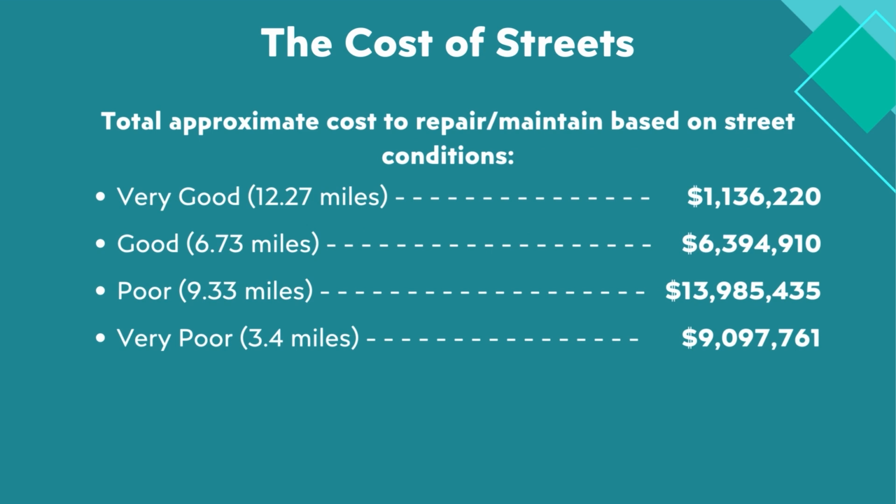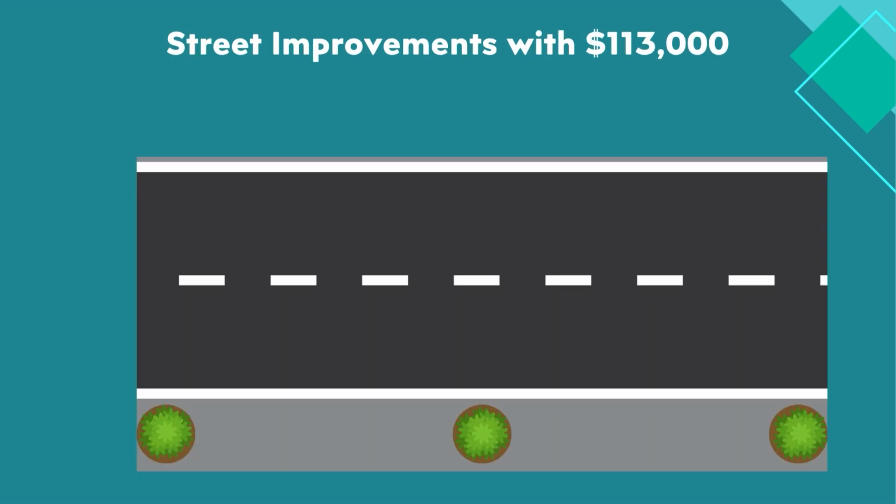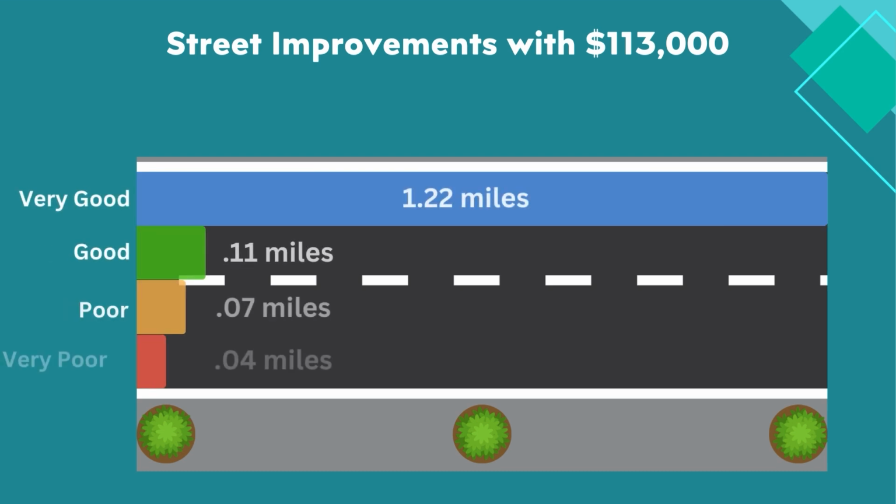Here is an overview of each street's condition by the total mileage and the estimated cost to rehabilitate and reconstruct them. The total cost to maintain and repair all streets is just over $30 million. That's a lot to keep track of, so maybe another way of looking at it is by bringing back the $113,000 from our remaining budget and see how much we can maintain a street with our current funding. This is the amount of mileage we can maintain if we focused all our remaining budget to improve just one type of street condition. This means that a significant amount of deferred maintenance remains.